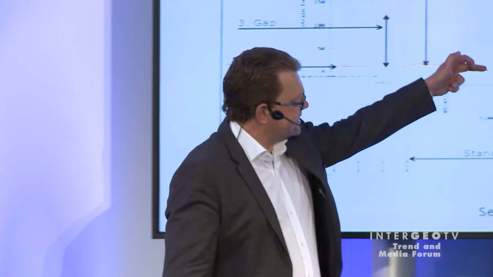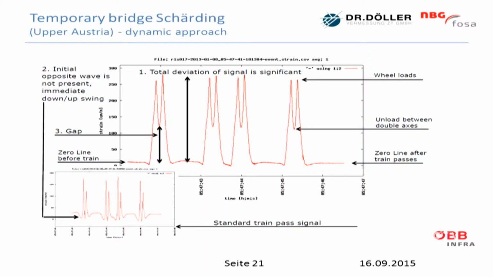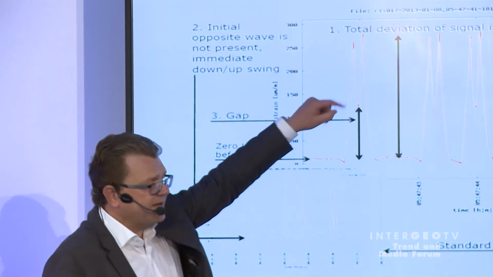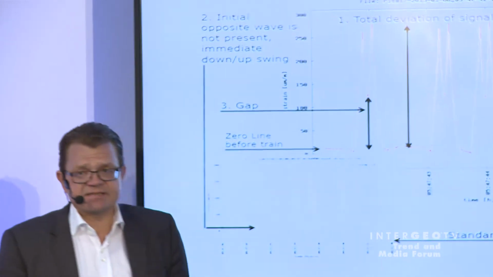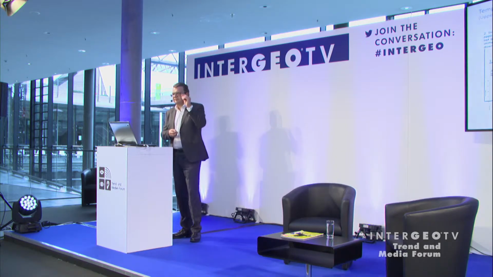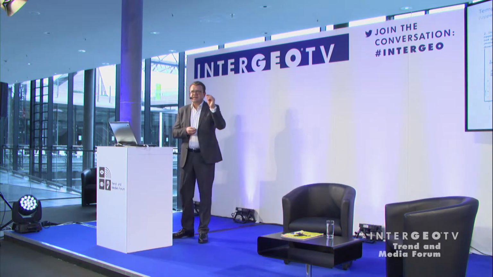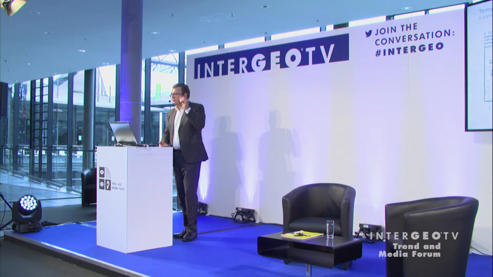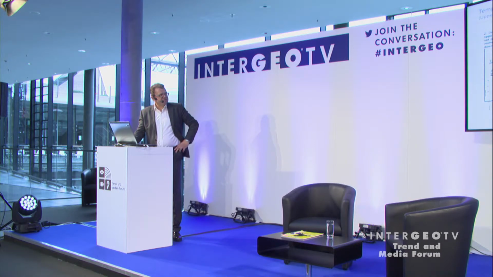If you look at the standard signal before and after the train passes, then you have the train passing. You see the amplitude with the full weight and the amplitude from unloaded double axles. And if the amplitude of the passing train changes significantly, you can be sure that there is a change in the surface of the railway. And this is a new technique which is very popular with the ÖBB infrastructure company, because they like this information even more than the standard technical and geodetic measurements.